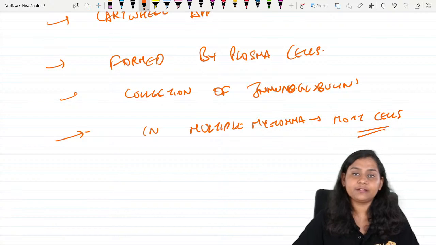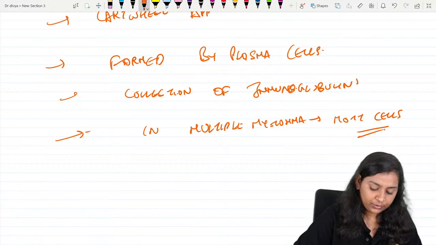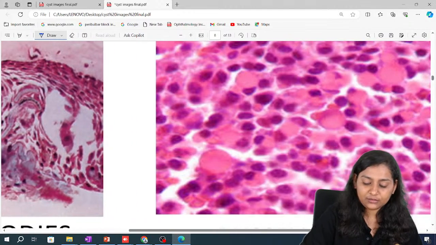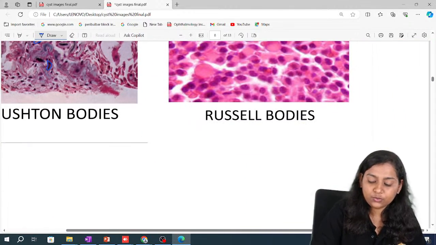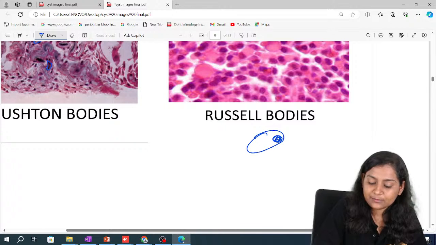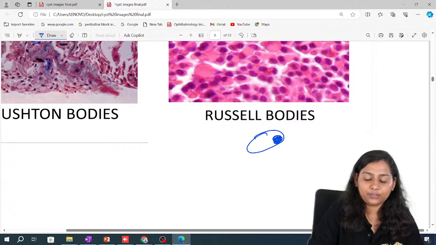Okay, so I hope the difference between the Russell and the Rushton bodies is clear. See, these are the Russell bodies. These are round, eosinophilic, and the nucleus is present at the eccentric part.